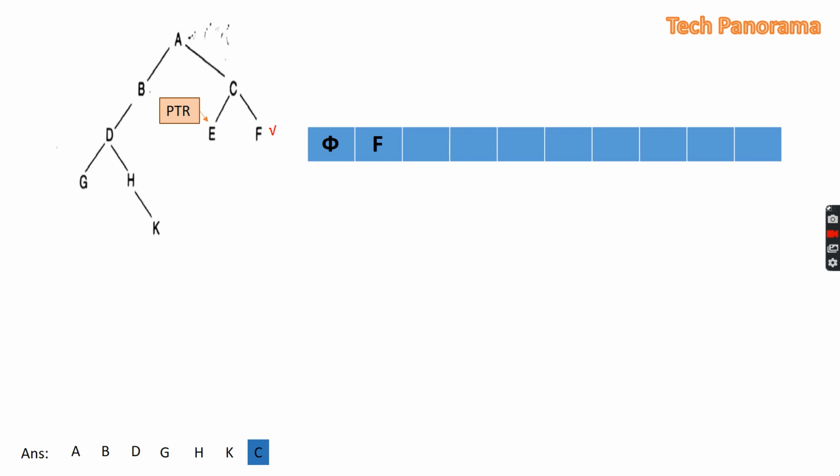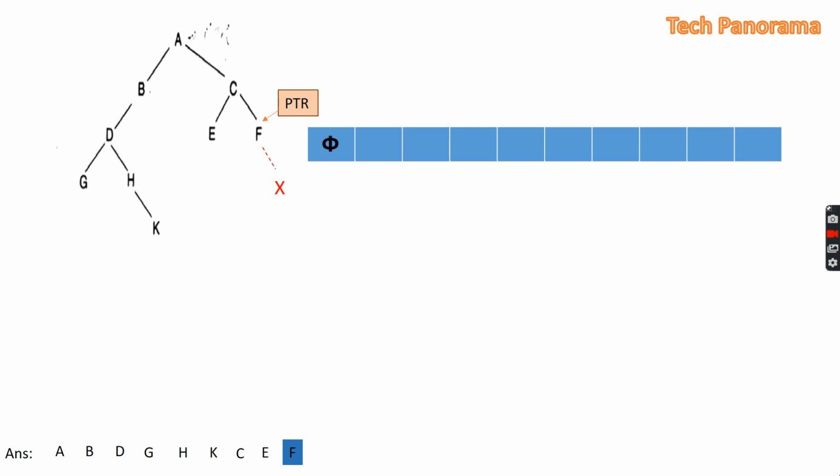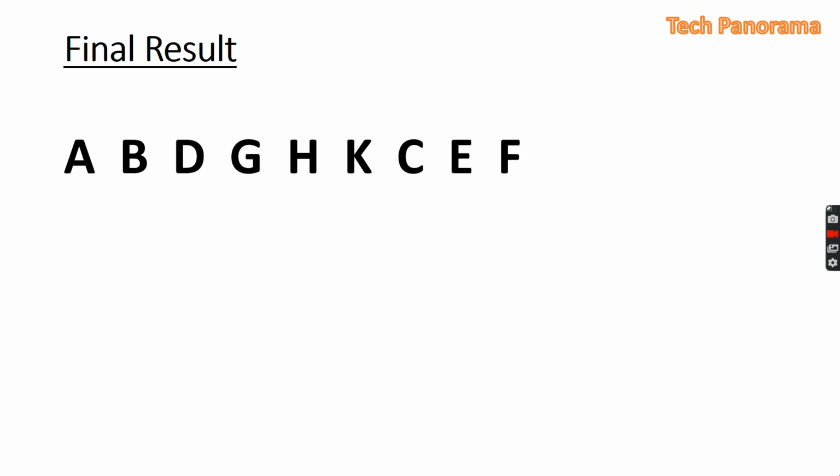Then we will move to the left. Left is your E. So first we will process the E, then check its right. It has no right, so there is nothing to be pushed. Then check its left. It has no left child, so we will pop the element from the stack and assign it to the PTR. So first we will process the PTR, that is your F, then check its right and left, none. So again we will pop the element from the stack. Now the PTR will be assigned null. When the PTR is null, then our process will stop. So our final result is A, B, D, G, H, K, C, E, F according to the pre-order traversal.